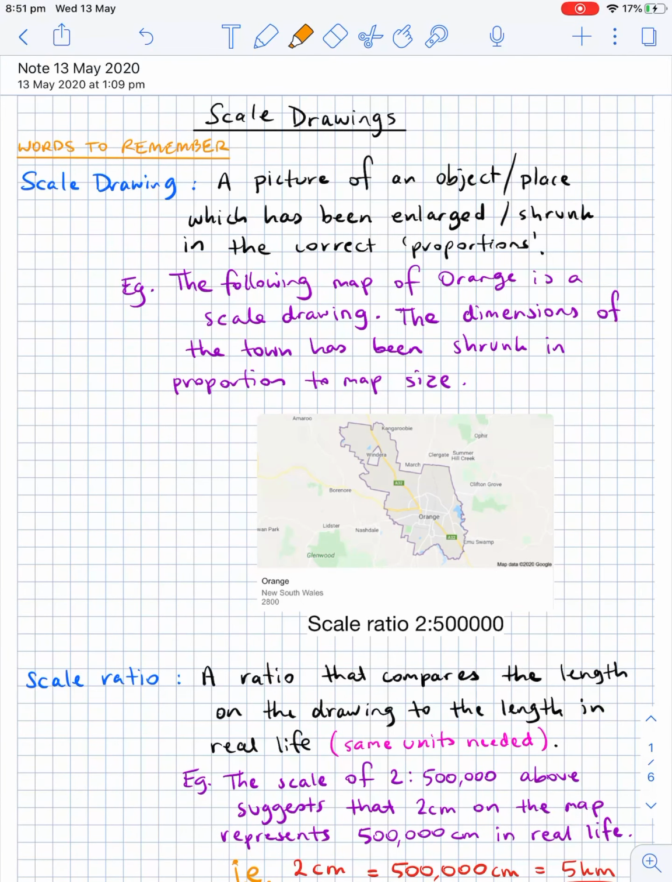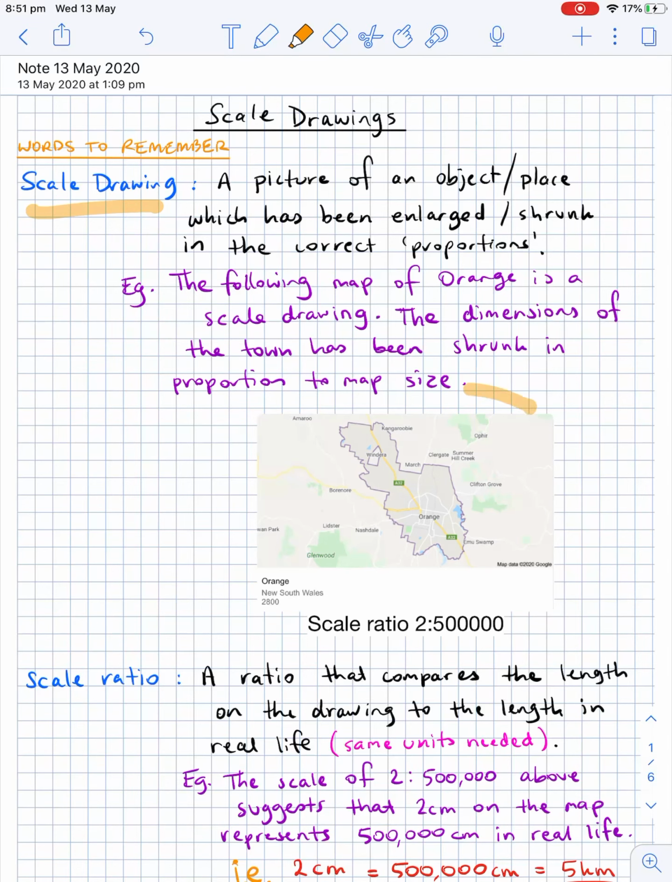Hi guys, so for today's lesson we're going to be dealing with scale drawings. What do I mean by a scale drawing? It's a picture of an object or place which has been enlarged or shrunk in the correct proportions. What do I mean by correct proportions? Well, when you enlarge or shrink something, you need it to still look right. You need everything to be sort of the right size in relation to each other.